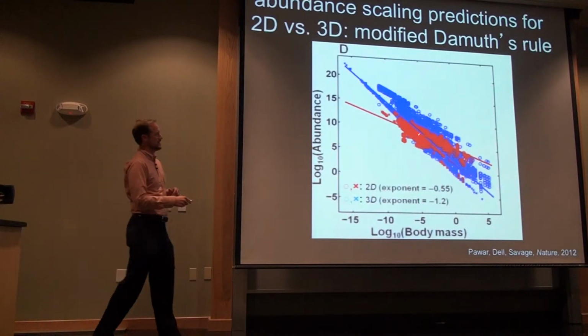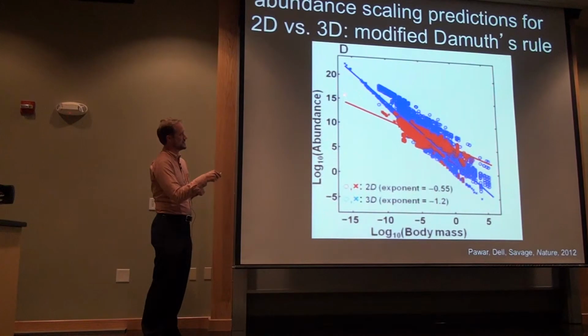Here we thought about Damuth's rule today. It gives different predictions for Damuth's rule in 2D versus 3D. In 2D the exponent ends up being closer to -3/4, and in 3D it's steeper.